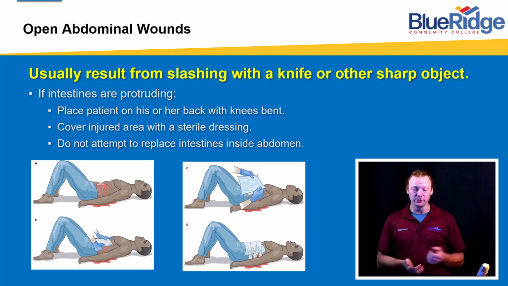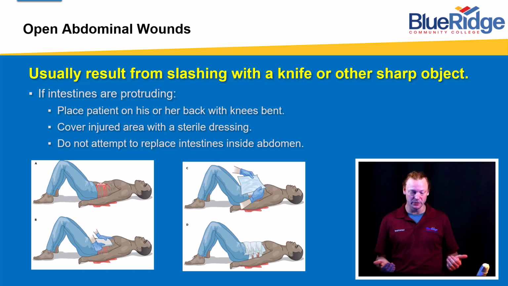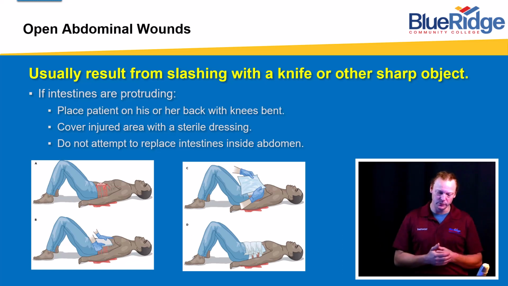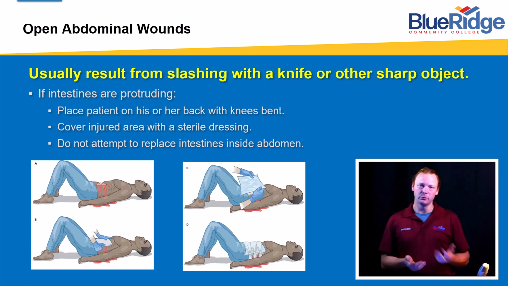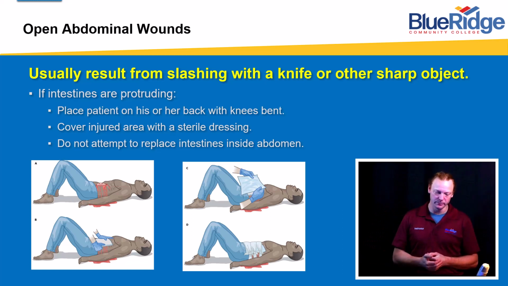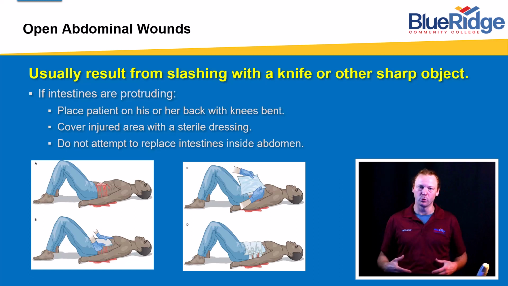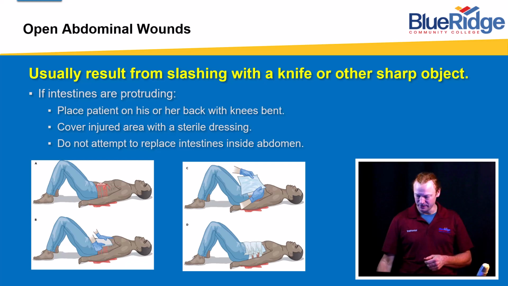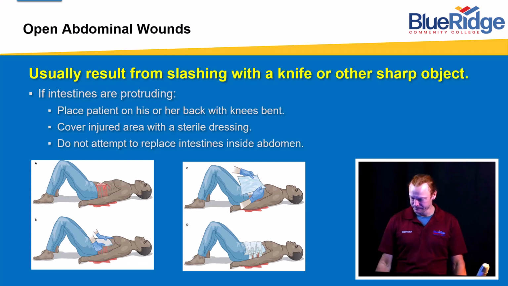If they are protruding, we need to place the patient on their back with their knees bent slightly, and cover the area with a sterile dressing. We also want to make sure that that dressing is moist. If it's supposed to be wet, we want to keep it wet. Otherwise, a dry sterile dressing works, but especially for intestines and internal organs, we want to keep those wet. Utilize sterile water for that. Never ever attempt to poke them back in or push them back inside the body, because we will just cause further injury by doing that.